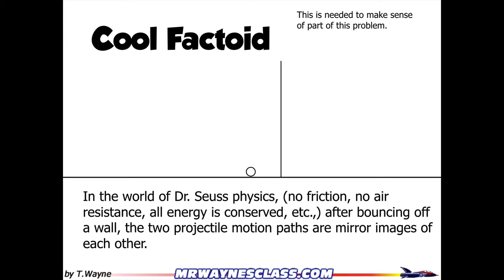This is another example of projectile motion problem. But before we get to the problem, we need to do a little cool factoid. In the world of Dr. Seuss physics, where there's no friction, no air resistance, and all energy is conserved, after bouncing off a wall, the two projectile paths are mirror images of each other. So let me show you what I mean.